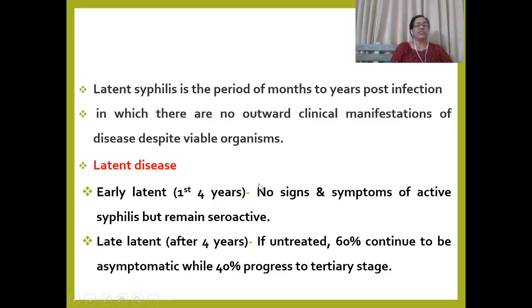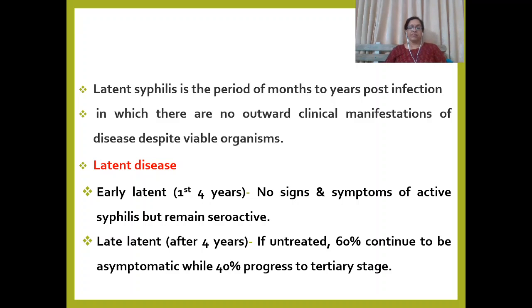After this, the patient may enter the third stage of syphilis. This is called latent syphilis. This is the period of a month to years post-infection. The exact reason how that person enters latent syphilis is not known. But during this, there is no clinical manifestation. There is no prominent symptom like primary and secondary syphilis. And here, the disease is not observed, but viable microorganisms are present in the body of the patient.